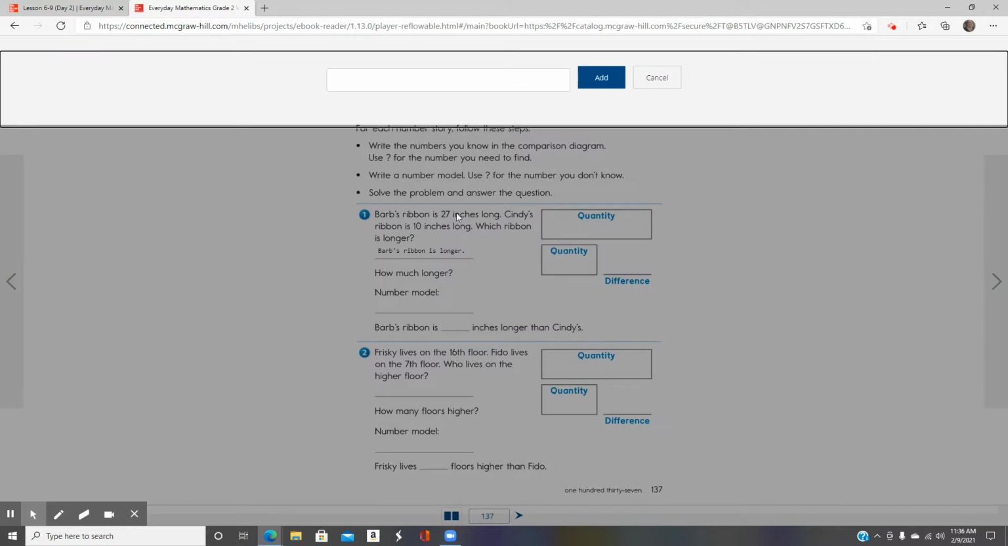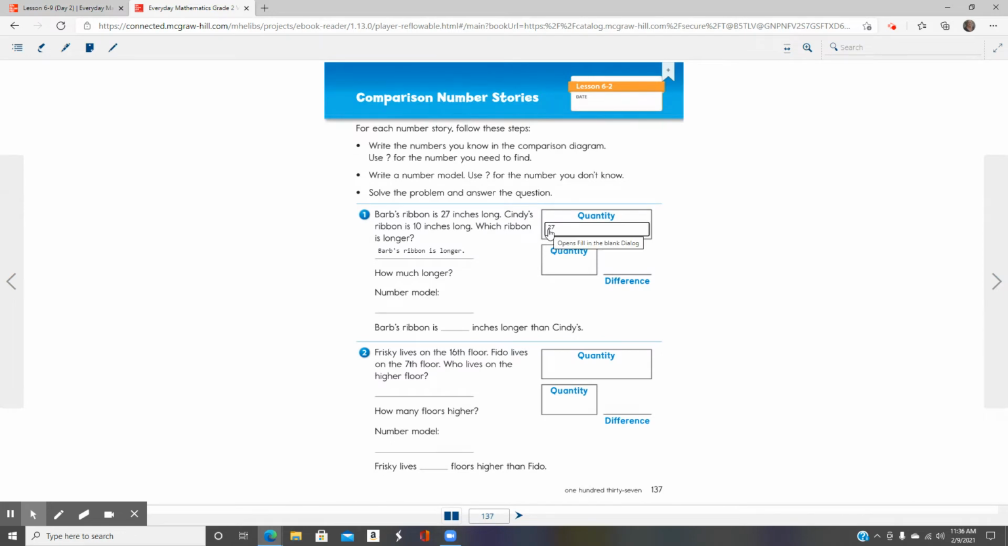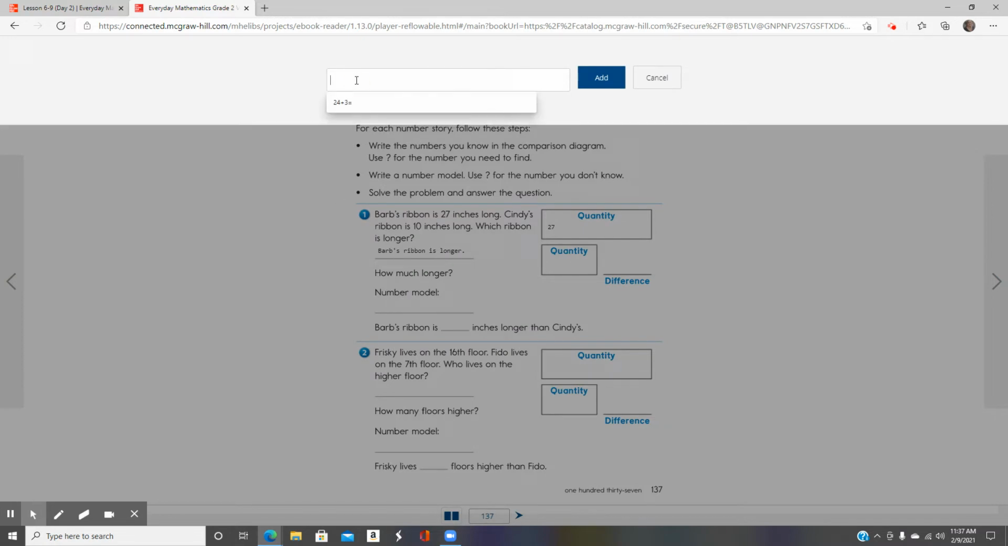And you always want to put the larger number in the larger quantity box because remember, when you subtract, your larger number must go first. So we're putting 27 up in the larger box, and we're going to make sure that that's first. That's the first number in our number model. The other quantity I see in this word problem is 10. Cindy's ribbon is 10 inches long. So that's a quantity. So right here, we're going to put 10.